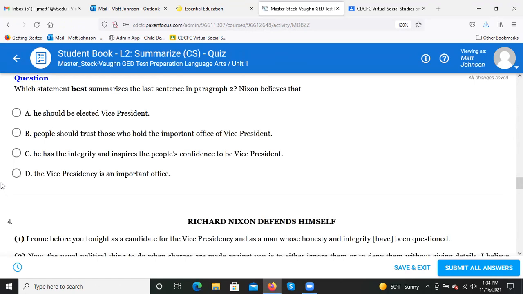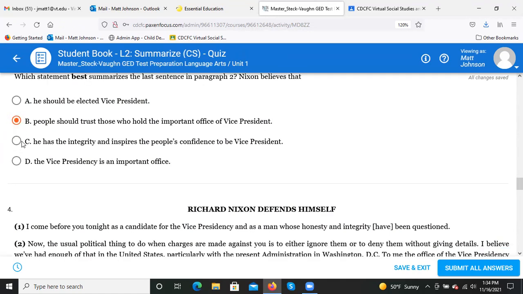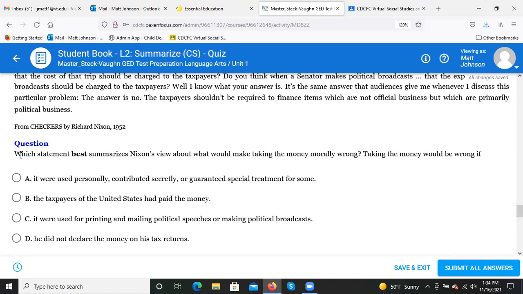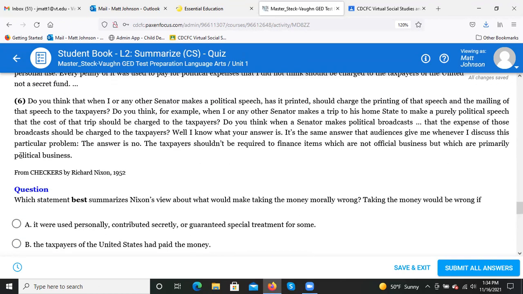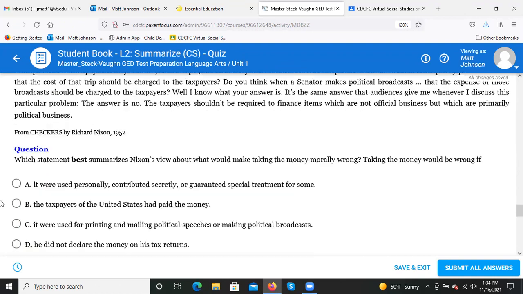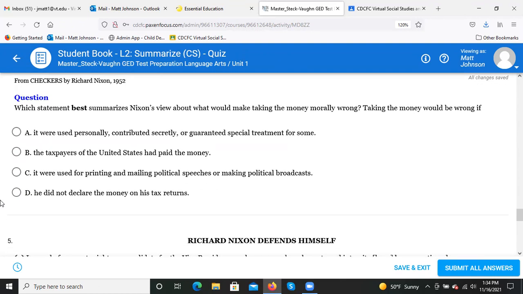Yes, B. So, right, he is saying he's not talking about himself. He's talking about the office and what it represents. So B, they should trust those people who are in that office. Okay. And here, which statement best summarizes Nixon's view about what would make taking the money morally wrong? So taking the money would be wrong if A, it were used personally, contributed secretly, or guaranteed special treatment.